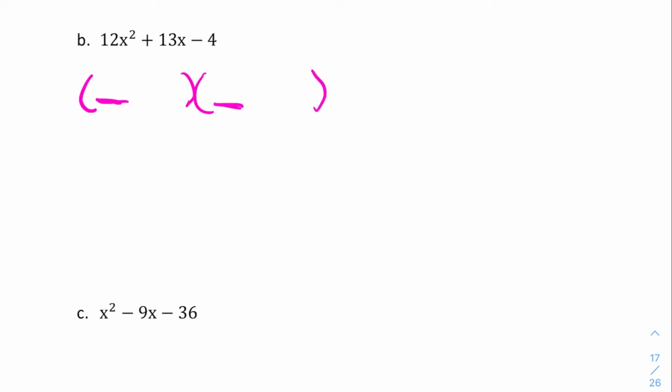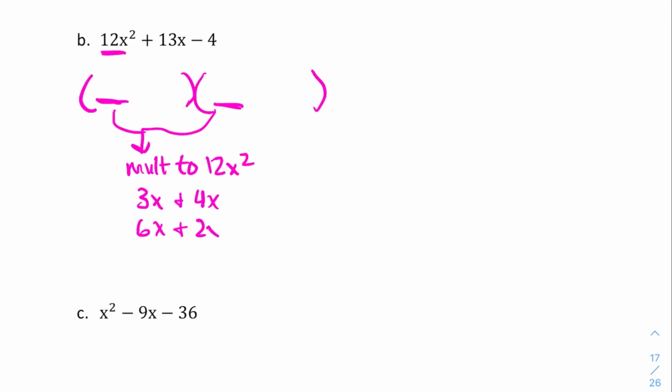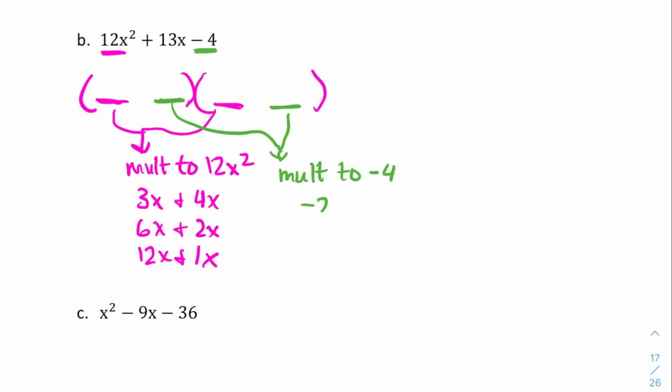So let's see. We know our first two terms need to multiply to get us our x squared term. So they're going to multiply to 12x squared. If I think about things that do that right now, 3x and 4x, 6x and 2x, 12x and 1x. So you can see there are definitely more options this time. And then last two terms need to multiply to negative 4. So not a ton that multiplies to negative 4. Could be negative 2 and positive 2. Could be negative 4 and positive 1, or negative 1 positive 4.